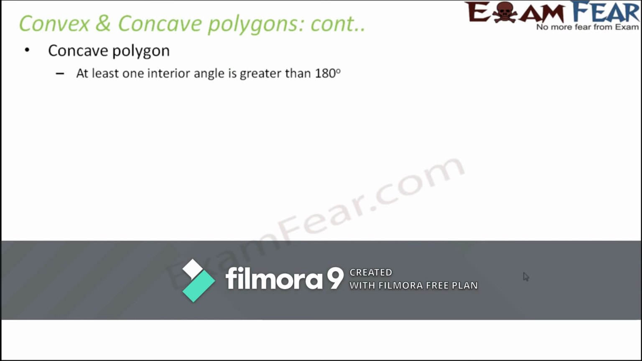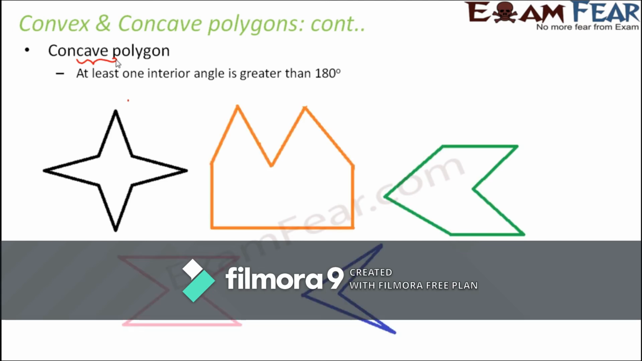The word concave already has the term cave in it. So when you look at these concave polygons, they would give you this cave-like structure. As you see here, this gives you a cave-like shape everywhere. In all the shapes you see that cave thing. So in a concave polygon, at least one interior angle is greater than 180 degrees. As long as all interior angles are less than 180 degrees, they remain convex. But the moment any one angle is greater than 180 degrees, it becomes concave.